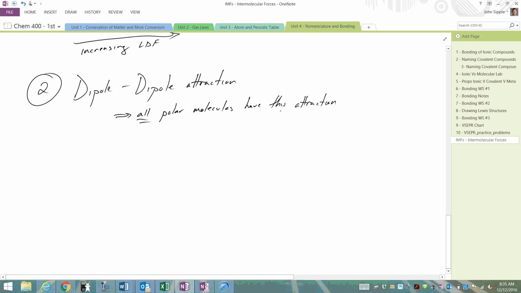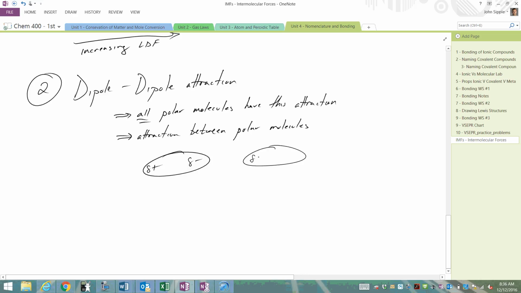Okay, so all polar molecules have this attraction. You have to be polar to have a dipole-dipole attraction. If you're non-polar, you only have London dispersion. You cannot have dipole-dipole. All this is the attraction between polar molecules. Molecules have a partial positive side and a partial negative side. They can be attracted to another molecule with partial positive and partial negative. That's a dipole-dipole attraction.